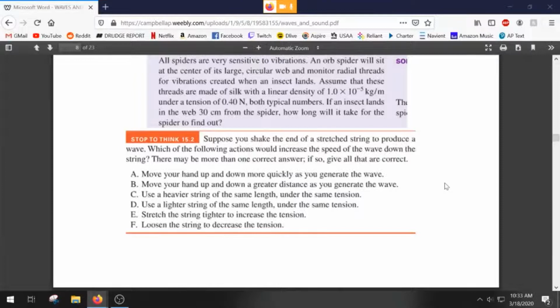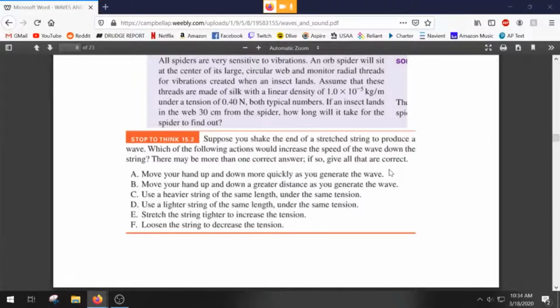All right, let's go through these one by one. We want to know which of these would increase the speed of the wave. A says move your hand up and down more quickly as you generate the wave. Well, that's going to have no effect. Why not? All you're doing is changing the frequency of the wave, and wave speed has nothing to do with frequency. You haven't changed the tension or the linear density of that string. Therefore, you have not changed the speed itself.